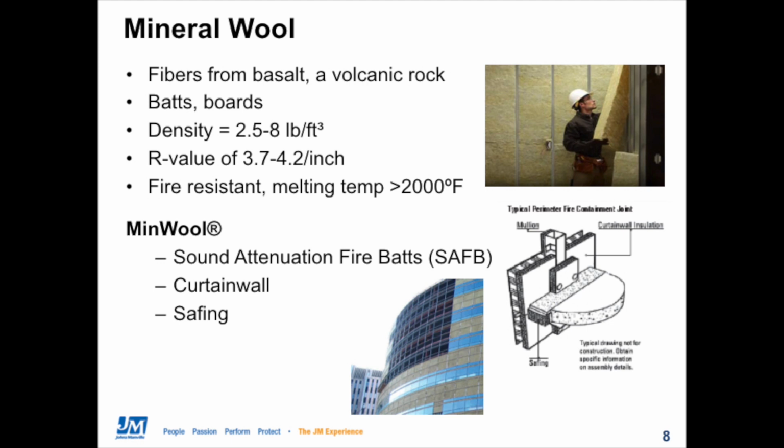For commercial buildings, the JM brand of mineral wool is called just MinWool, and we offer 3 product categories. Our sound attenuation fire batts are typically used in interior walls or party walls to improve both fire and acoustical performance. Our curtain wall products are used to insulate behind spandrel panels in curtain wall systems. And finally, our safing products are used to create a fire and smoke barrier in fire-rated floor assemblies, typically used between the edge of the floor slab and the back of a wall or curtain wall system.